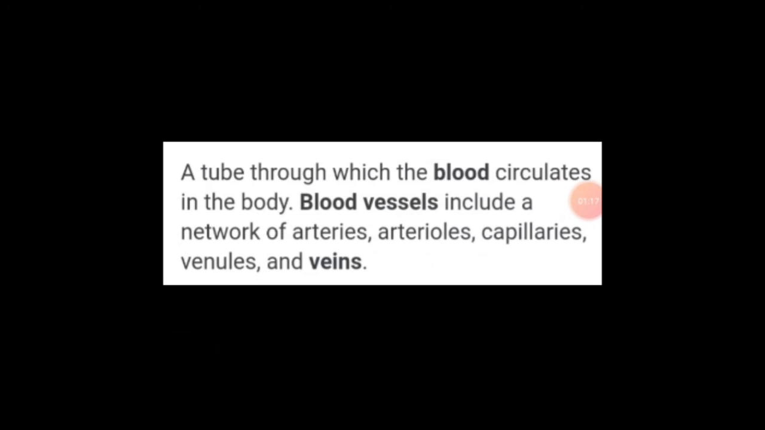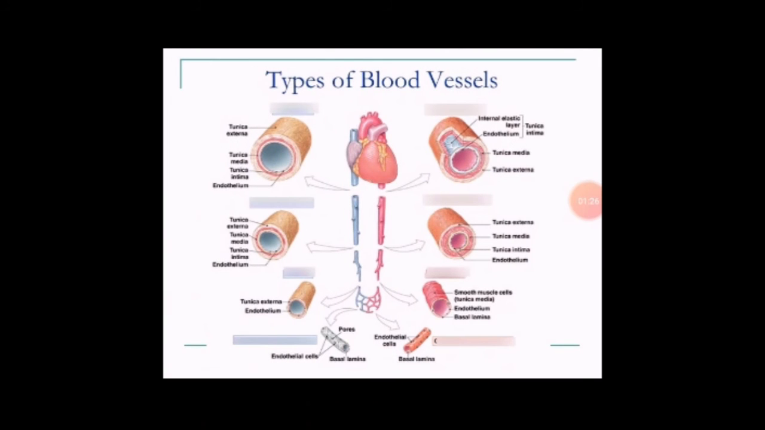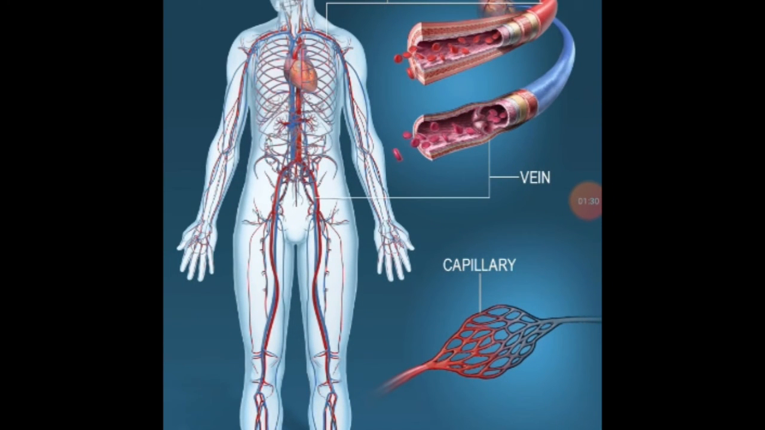Now, we are going to study about blood vessels. A tube through which the blood circulates in the body is called blood vessel. Blood vessels include network of arteries, arterioles, capillaries, venules and veins. Now we are going to study about types of blood vessels. Its types include artery, veins and capillary.